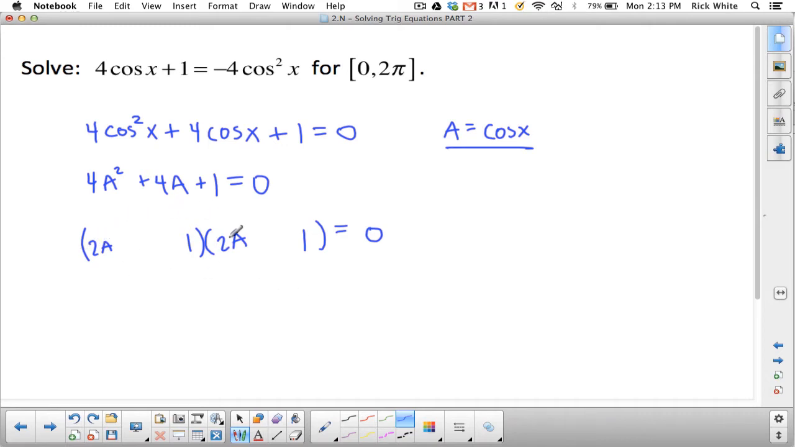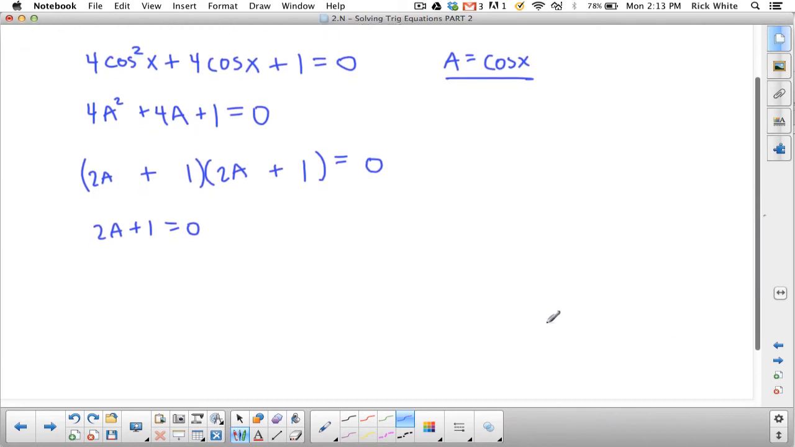So let's just multiply this out. We get 4a squared here. We'll get a 2a and another 2a and a 1. And I want a positive 4a. So that's a plus 2a there and another plus 2a there. And then a positive 1. Yep, that looks like it checks. So now I get 2a plus 1 equals 0. And another 2a plus 1 equals 0, but I don't need to write that. That's just the same thing twice.